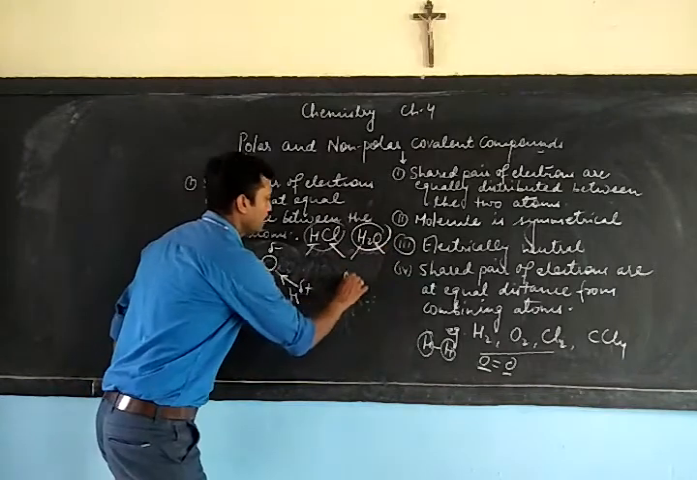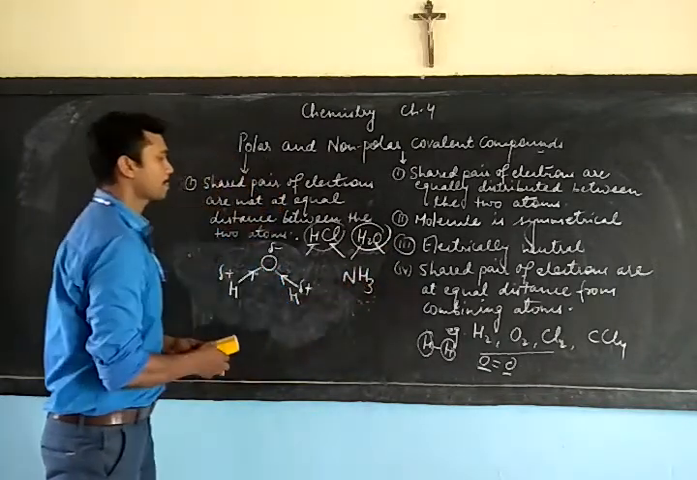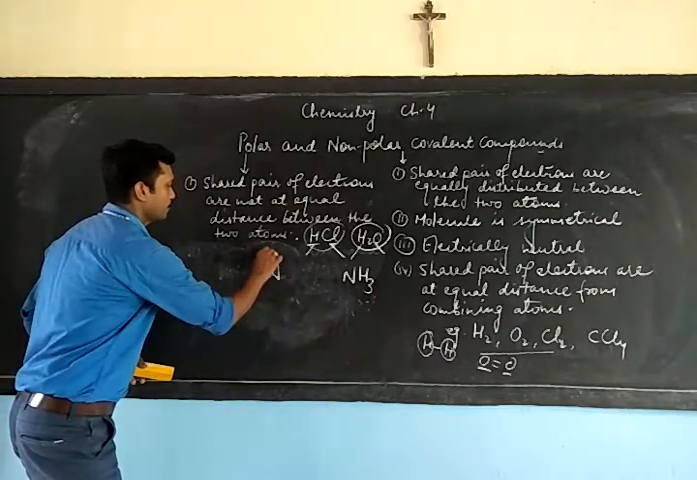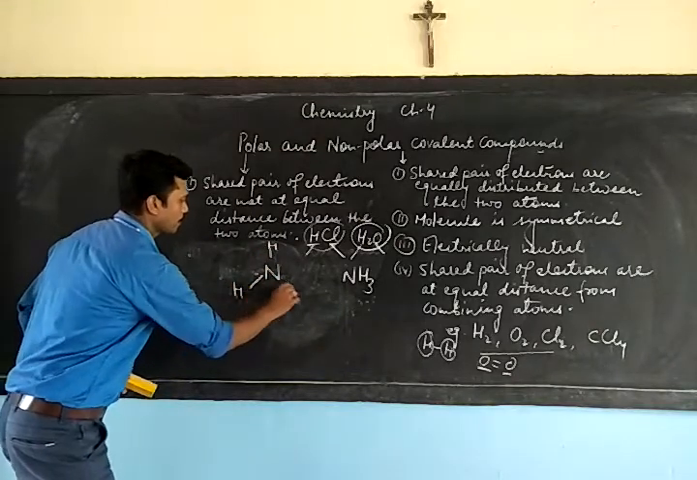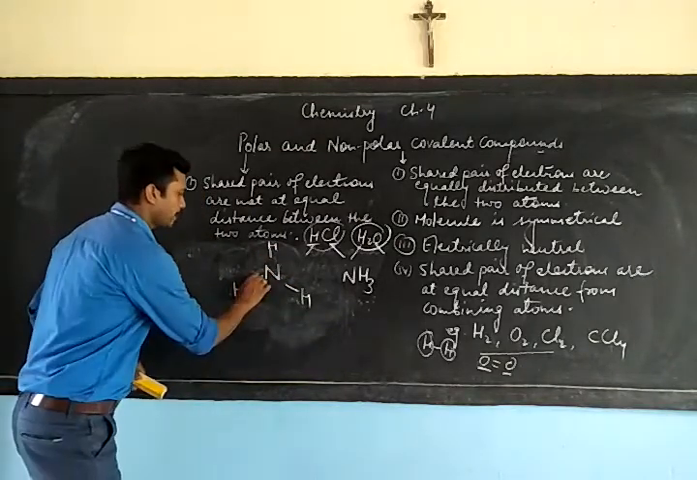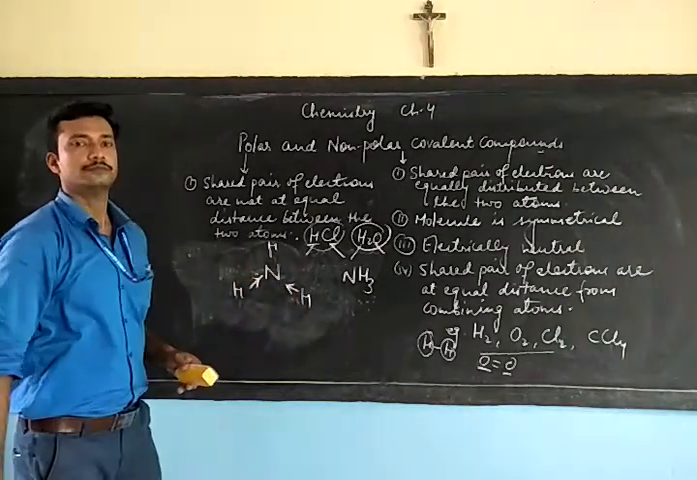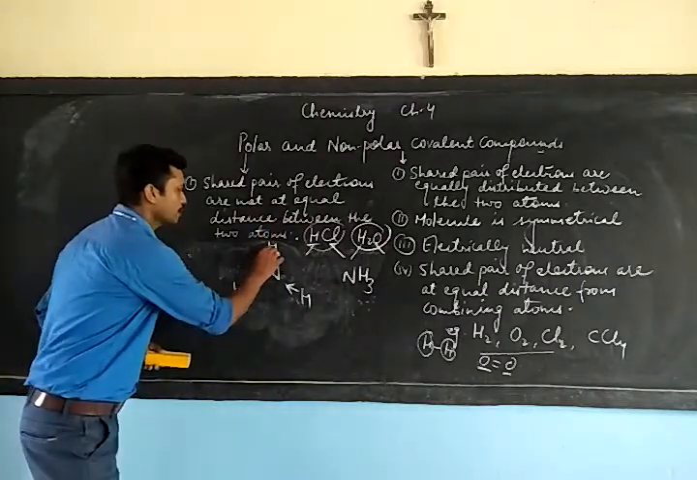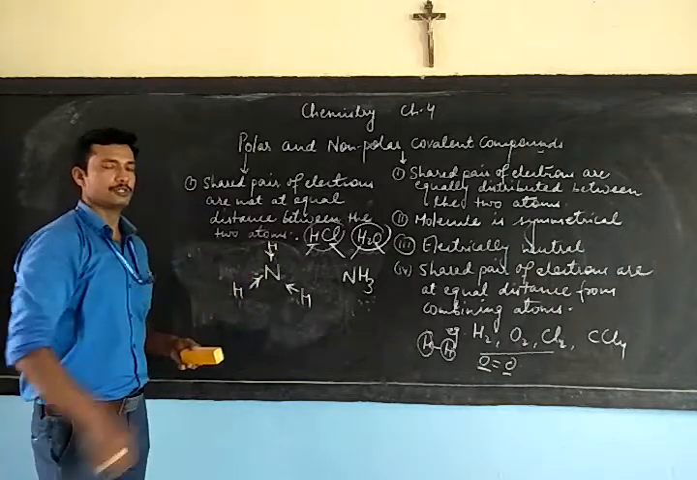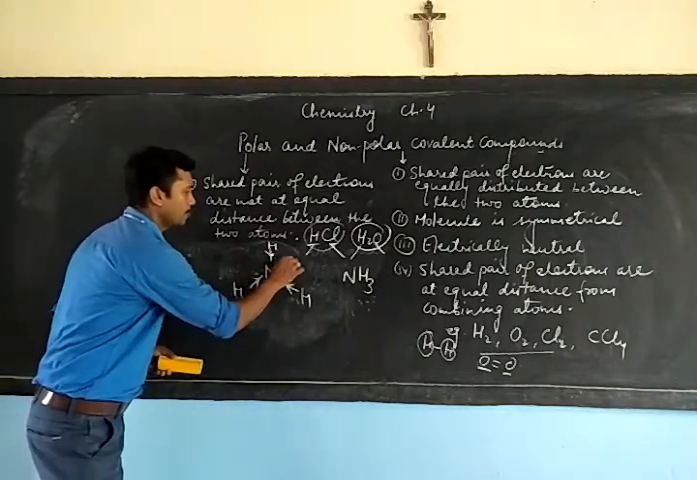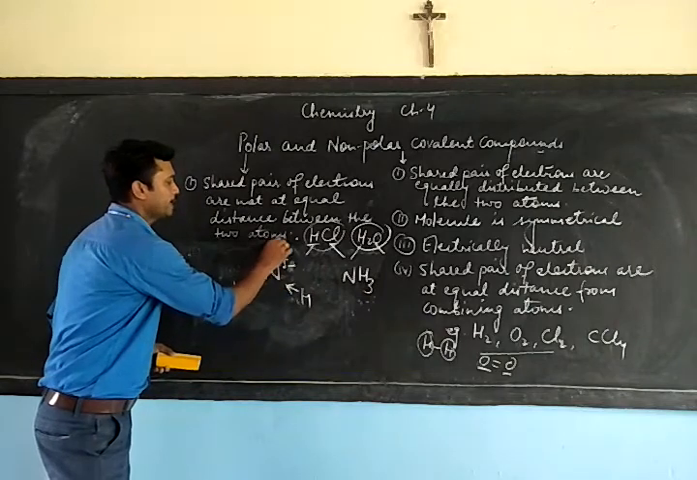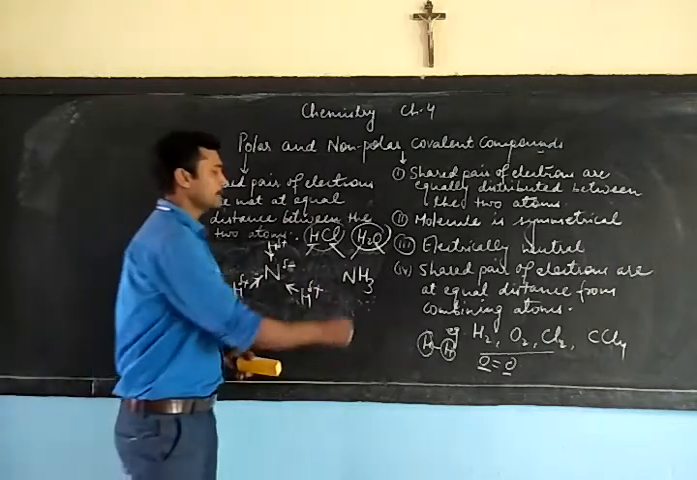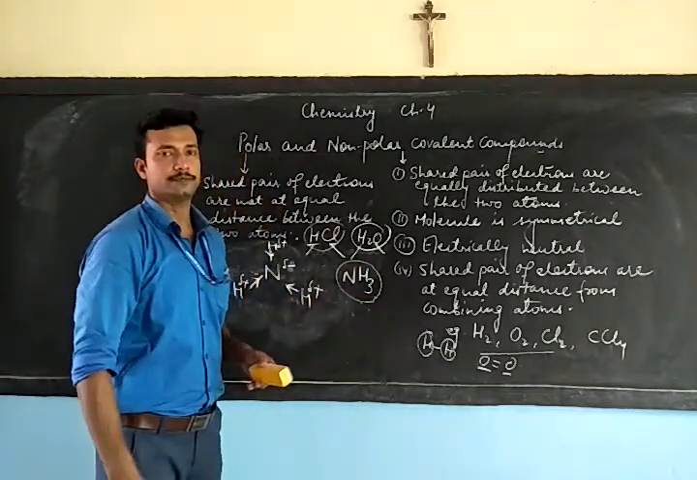We can also see ammonia. This can be the structure of ammonia, where you find nitrogen being more electronegative in nature, that it has more tendency to gain the electrons. All the shared pairs of electrons will be moving towards the nitrogen atom. As a result, nitrogen will have negative charge and each hydrogen atom will have positive charge. So as a result, we can say ammonia is also polar in nature.